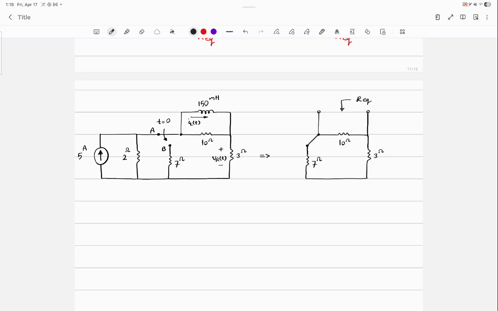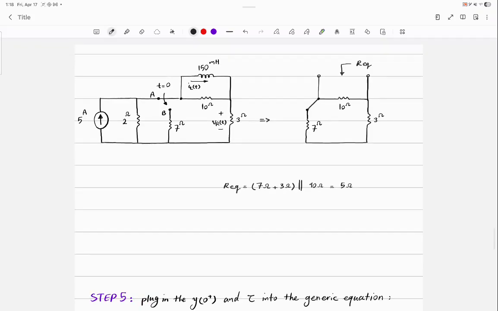And this is something that you've done before. What is REQ? 7 ohms plus 3 ohms in parallel with 10 ohm, which is 5 ohms. And then what is tau? LEQ over REQ. What is LEQ? 150 millihenry divided by 5 ohm, which is 30 millisecond, which is equal to 0.03 second.